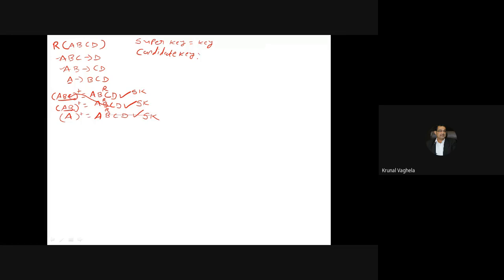So now the definition of candidate key. Understand this definition. A candidate key is a super key of which no proper subset is a super key. Candidate key is the super key of which no subset is a super key.